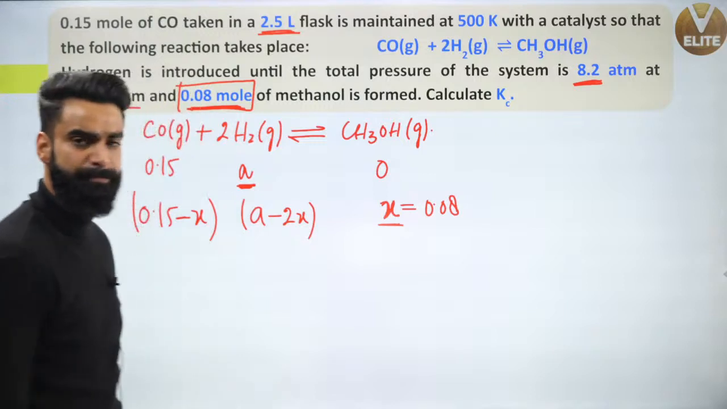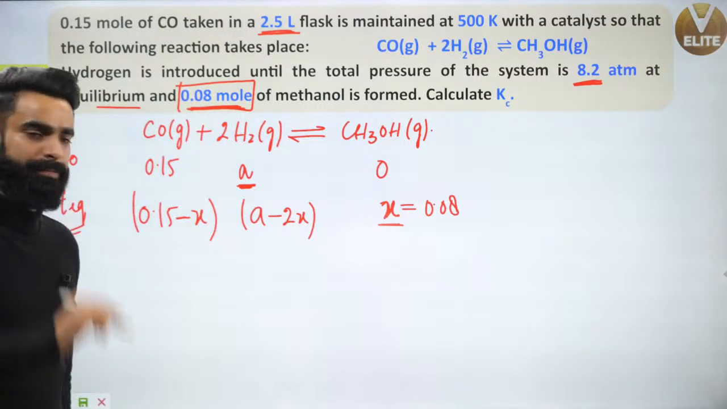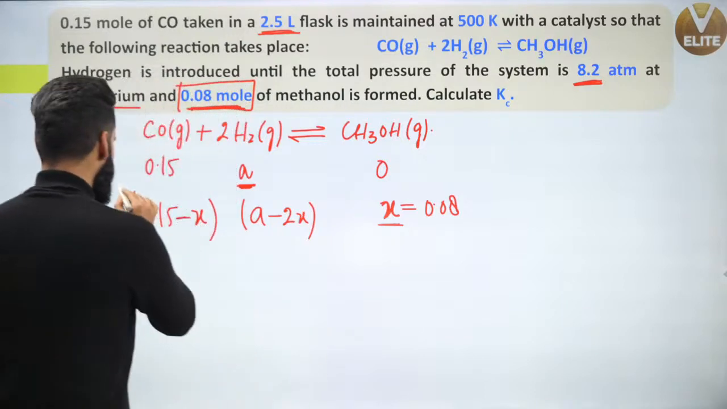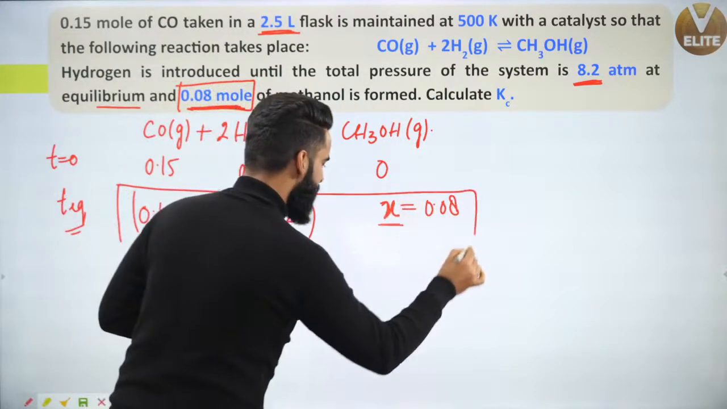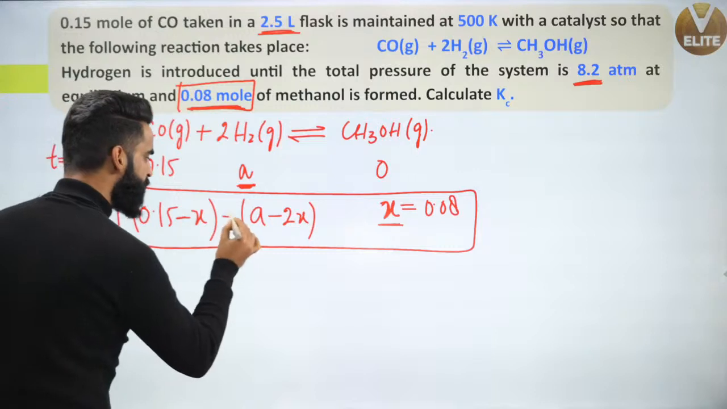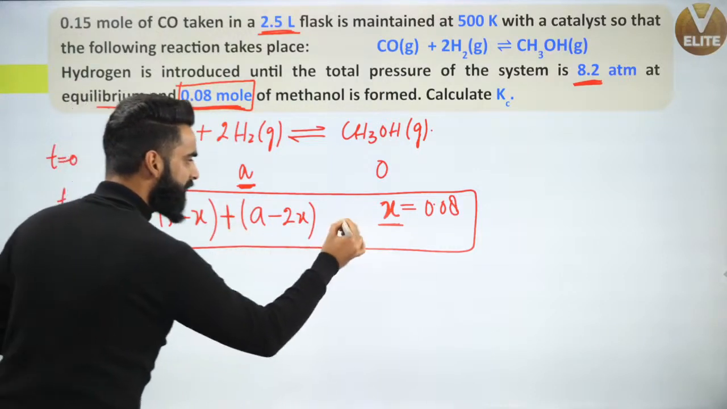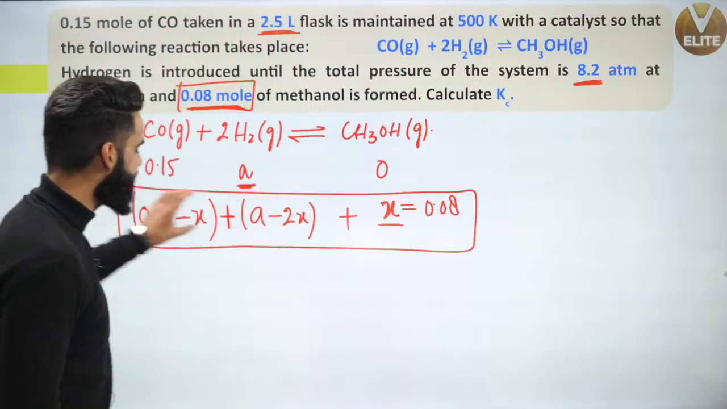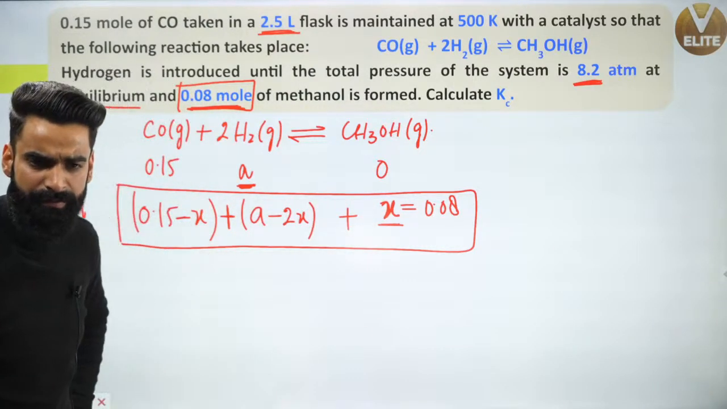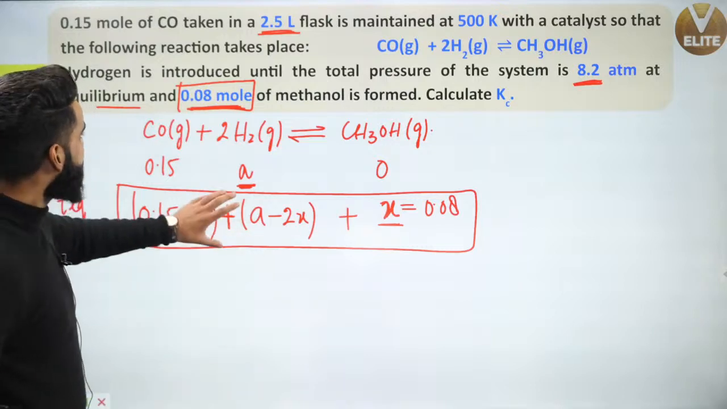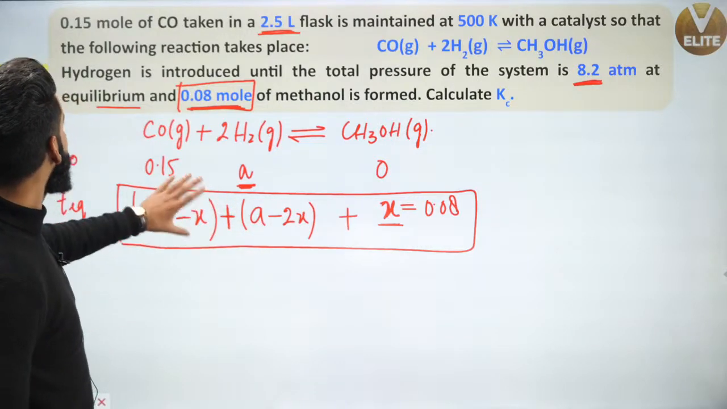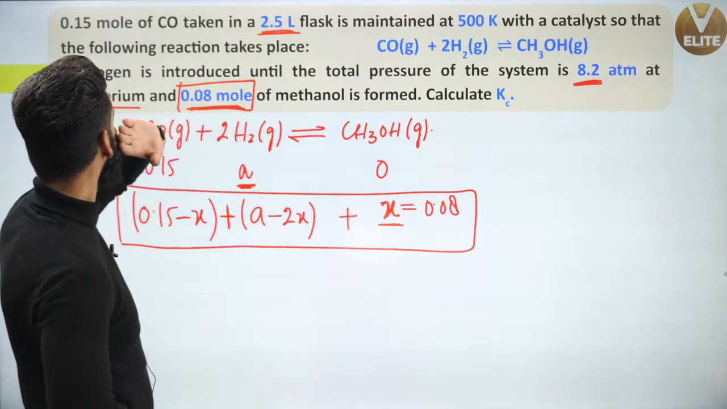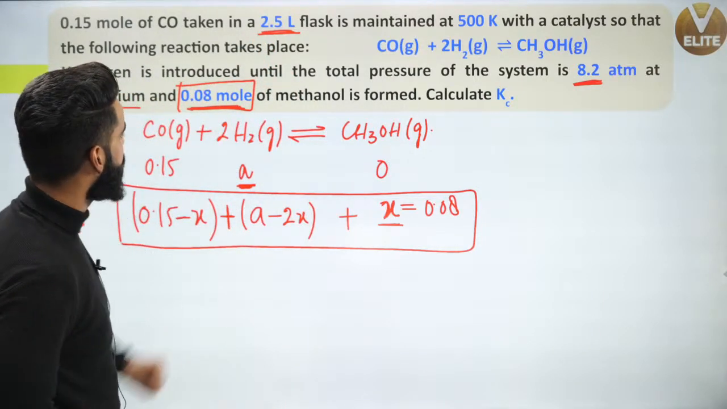That's 8.2 atm, right? Now people, understand one more thing. At equilibrium, how many total moles do I have in the container? These many total moles of each reactant and product I have at equilibrium, correct? What is the temperature of the container at equilibrium? Temperature is given to me as 500 Kelvin. What is the volume of the container? That is equal to 2.5.